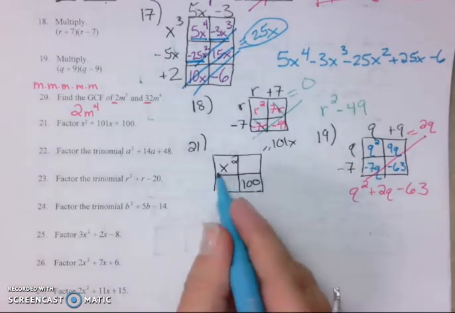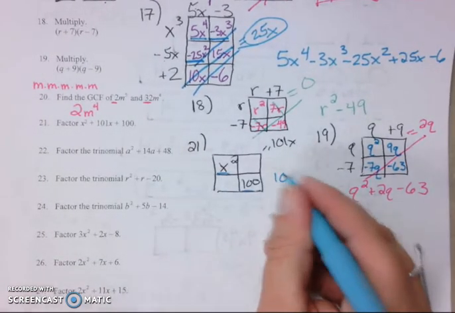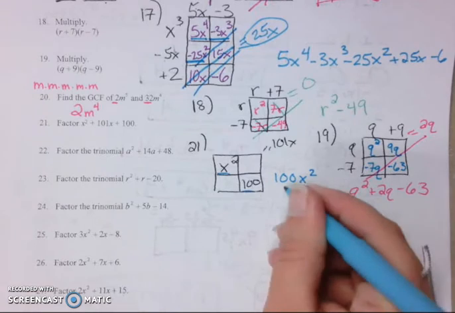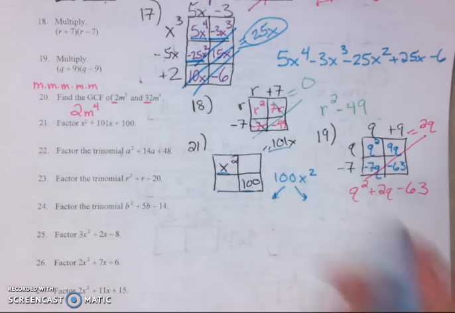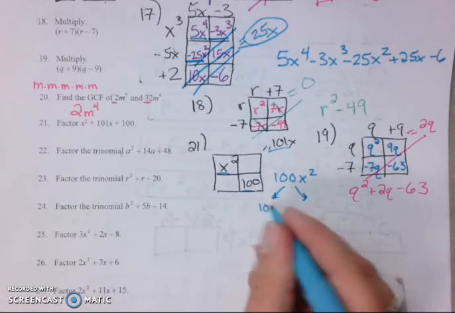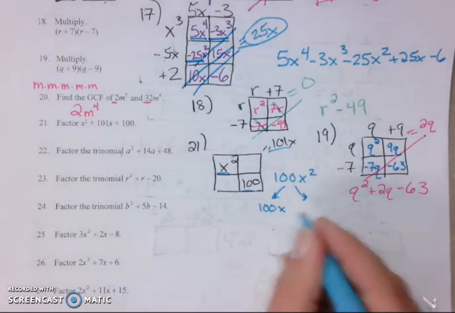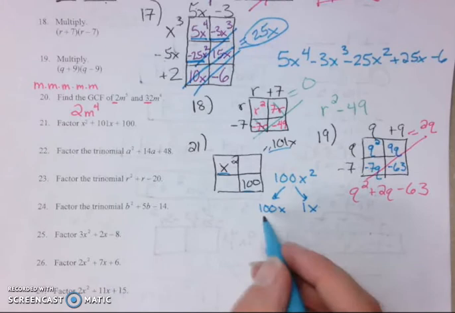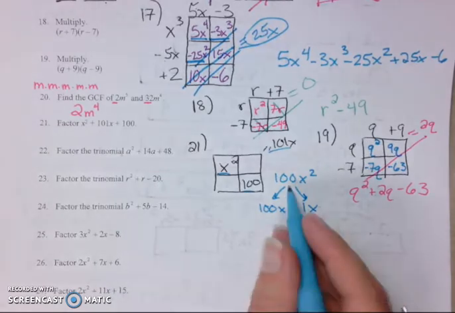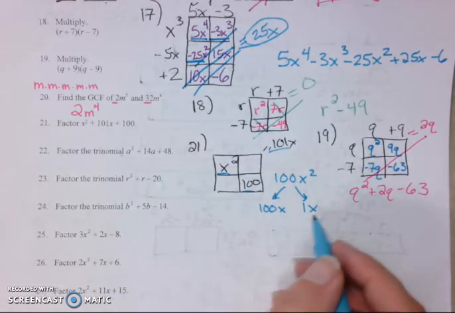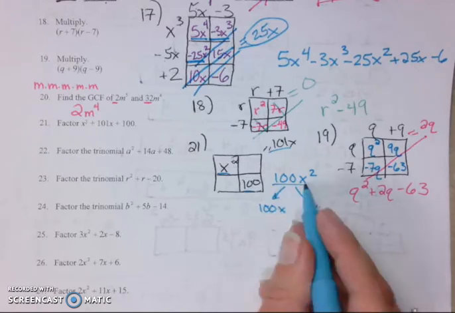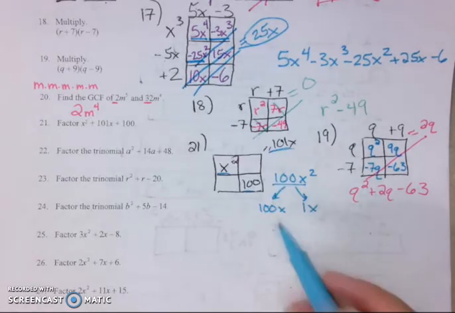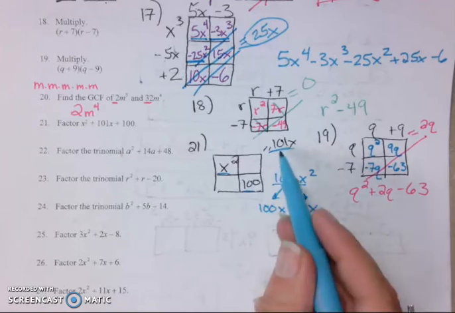Then I multiply these together. And I'm finding factors of 100 that will add to 101. So 100x times 1x. So if you multiply 1 times 100, you get 100. X times x is x squared. So these multiply to be this. And they have to add to be this. And 100x plus 1x is 101x.